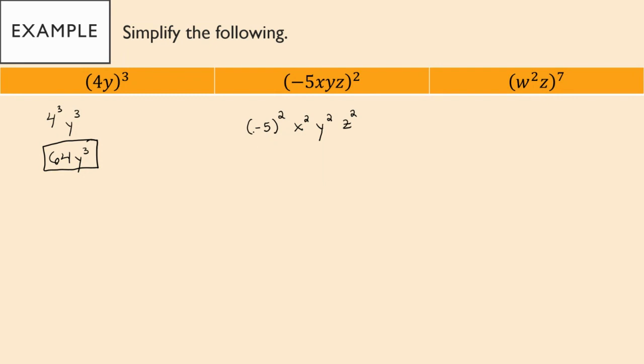So then we have a negative 5 squared. Negative 5 times negative 5 gives you a positive 25. So we get 25x squared, y squared, z squared.